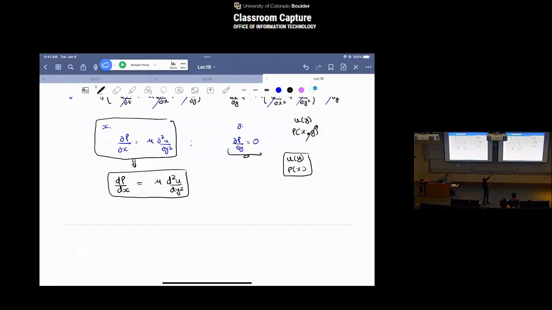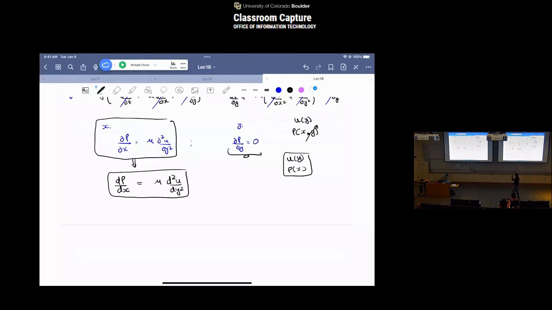So correct. dp dy equal to 0 already implies pressure is a function of x. So that information we have used. Good suggestion, but that information we have already used though. So dp by dx is equal to mu... Do you think the left hand side is a function of? Yeah. Go ahead.